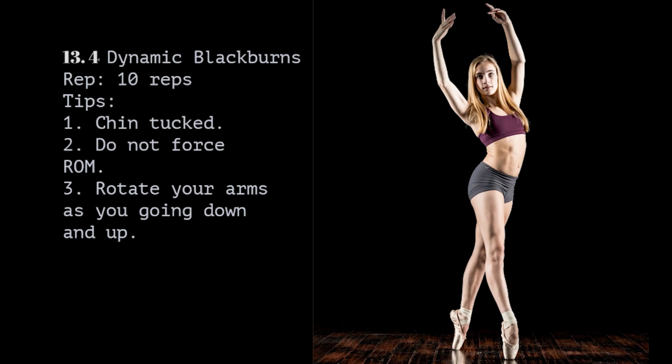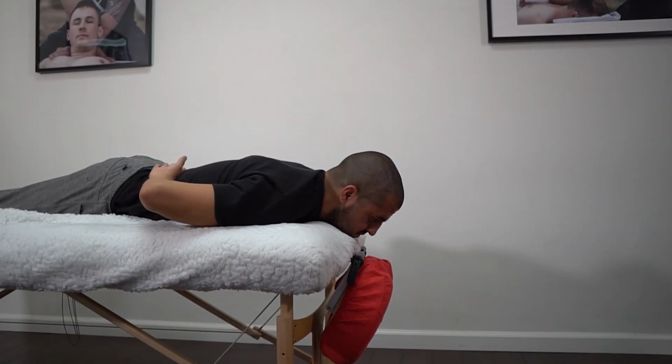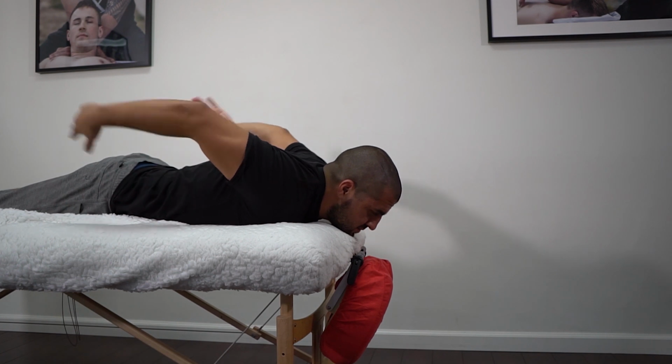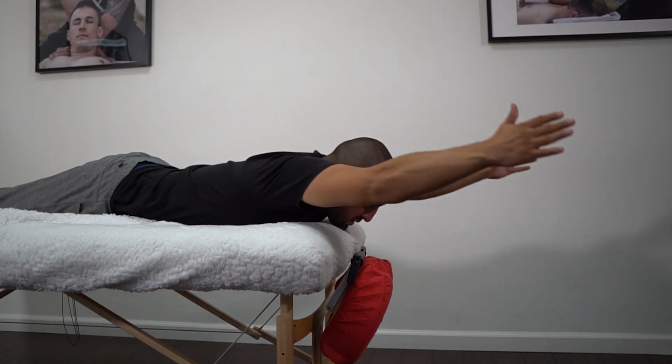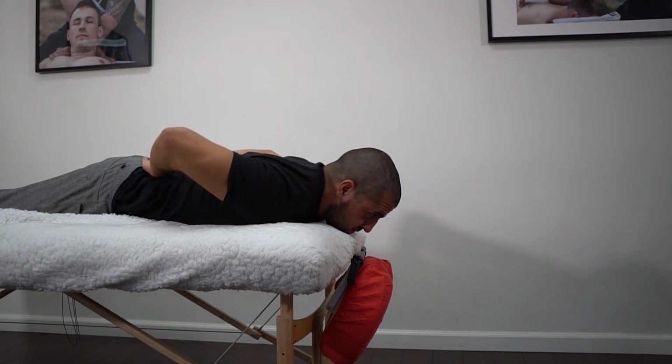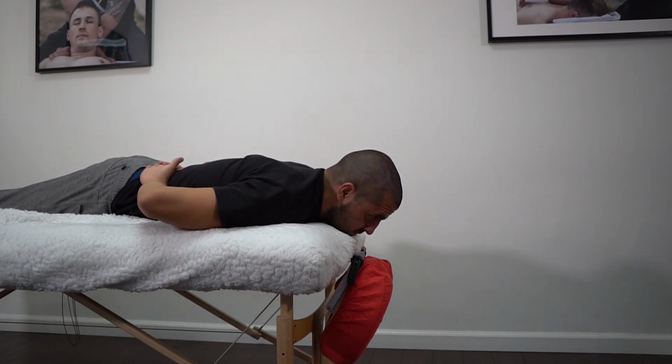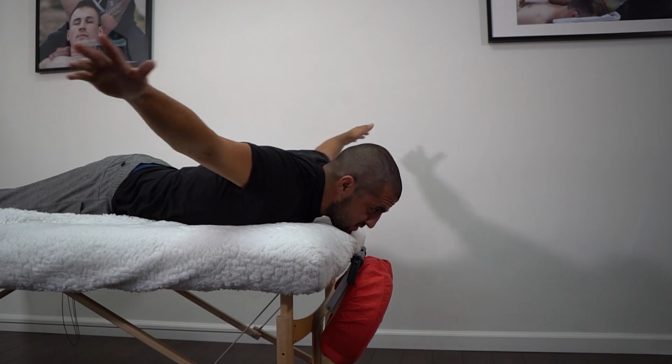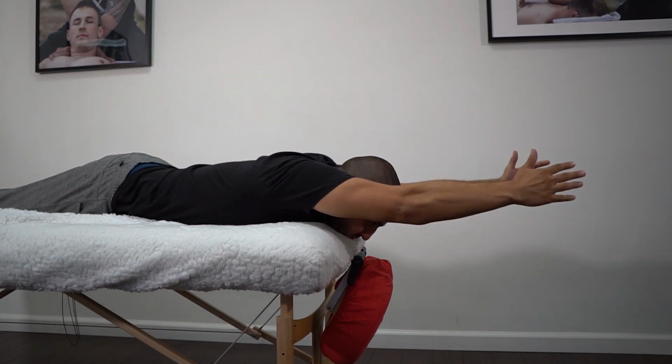So do it right. Our next progression in shoulder rotation is going to be the dynamic Blackburn. We have to lie down on our stomach. A massage table or bed is going to be helpful. Make sure there's nothing on the side. You have to tuck your chin in, and the point is, do not force the range of motion. If you do feel pain in any movement, stop doing this exercise.